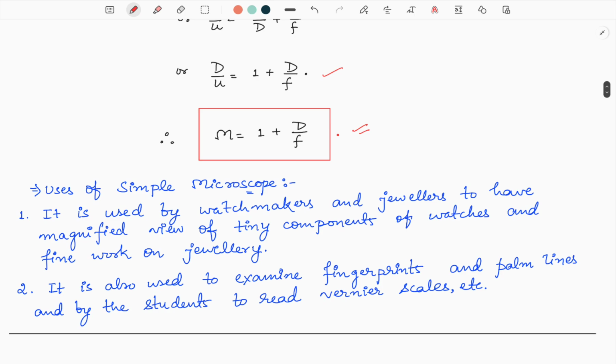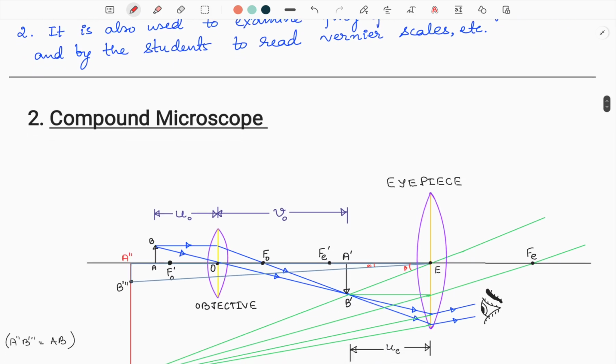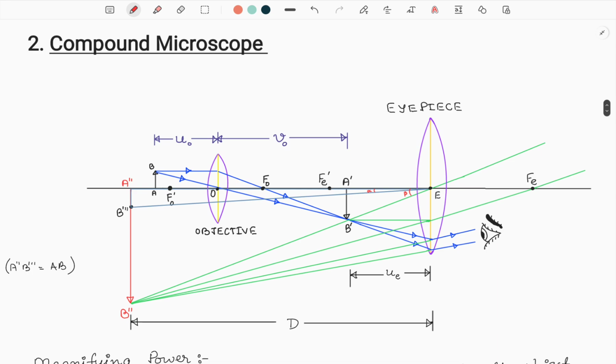Here are some simple uses of the simple microscope, which I already told you. Let us move to the compound microscope. A compound microscope is basically a complex version of the simple microscope. It is used to see further tiny objects like biological specimens, for example if you are using an onion peel to see its cell, nucleus, cytoplasm, like that.